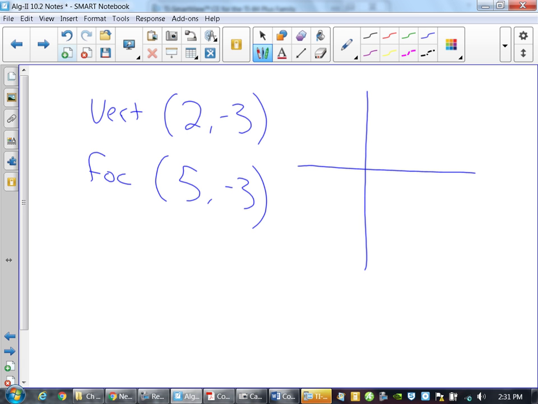Vertex 2, -3, which quadrant is that? Okay, you don't remember the quadrants, I get it. 1, 2, 3, 4. Oh, I got 4. Yeah, but you weren't sure about it.